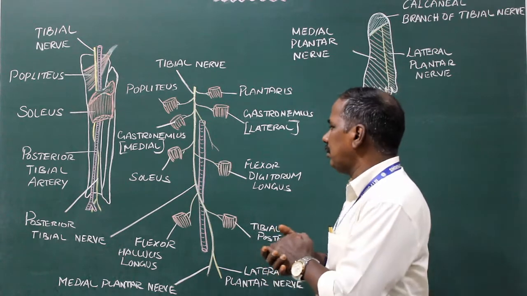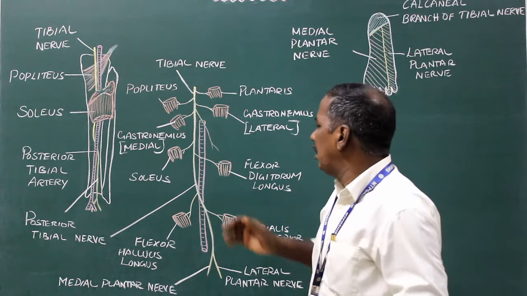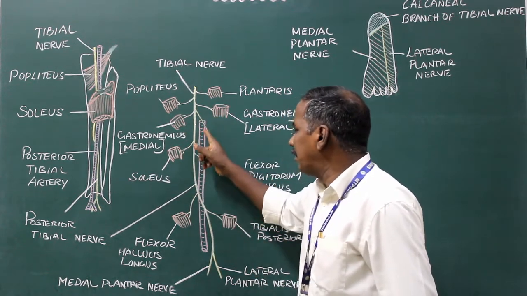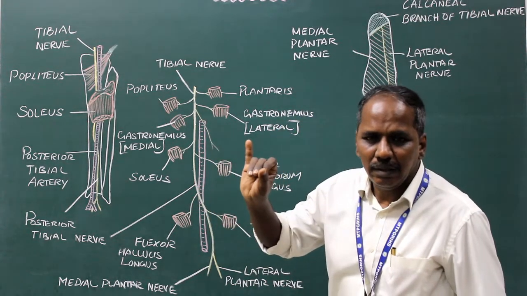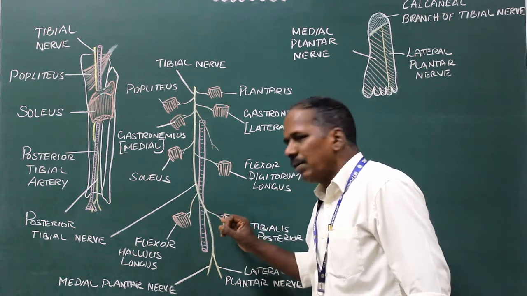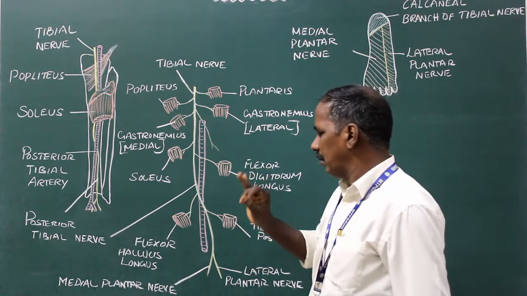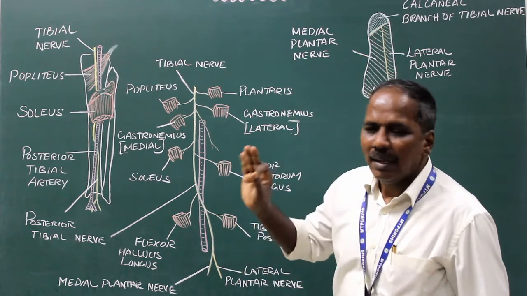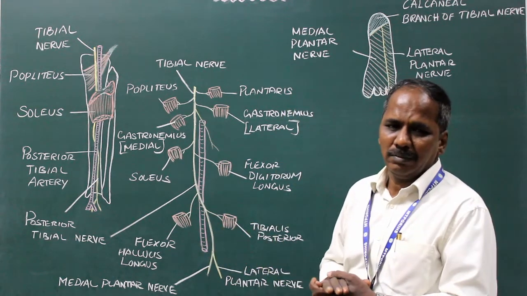Relations. The posterior tibial nerve lies medial to the posterior tibial artery in the upper part of the leg. In the middle of the leg, the nerve crosses posteriorly the posterior tibial artery. In the lower part of the leg, the nerve lies lateral to the posterior tibial artery.